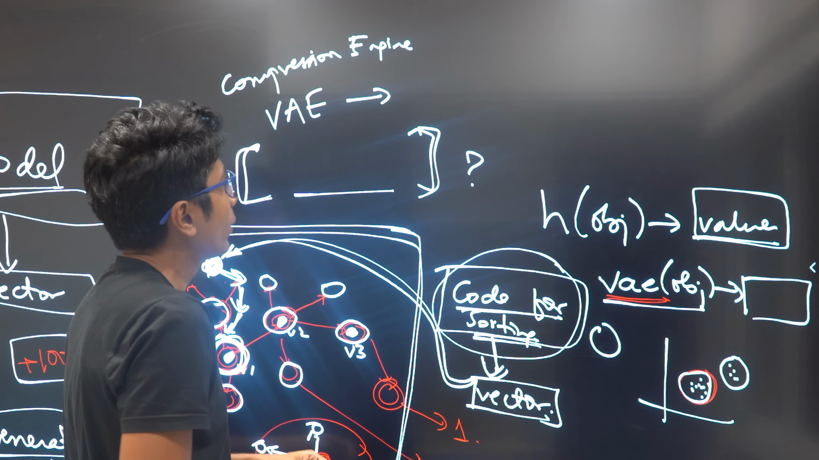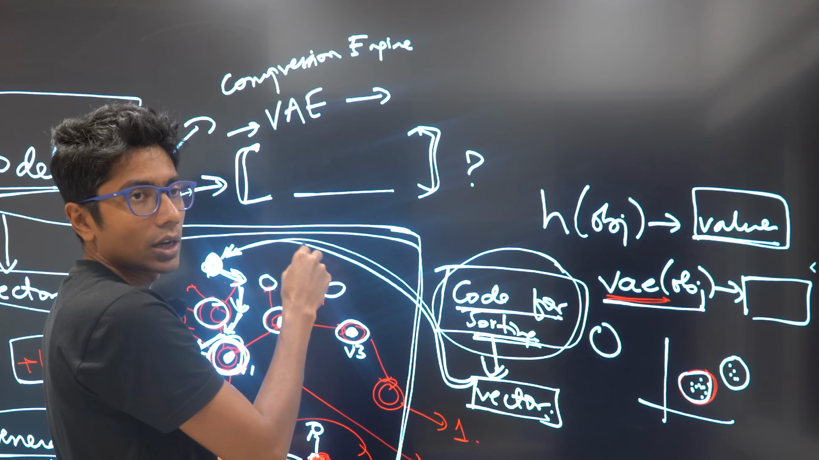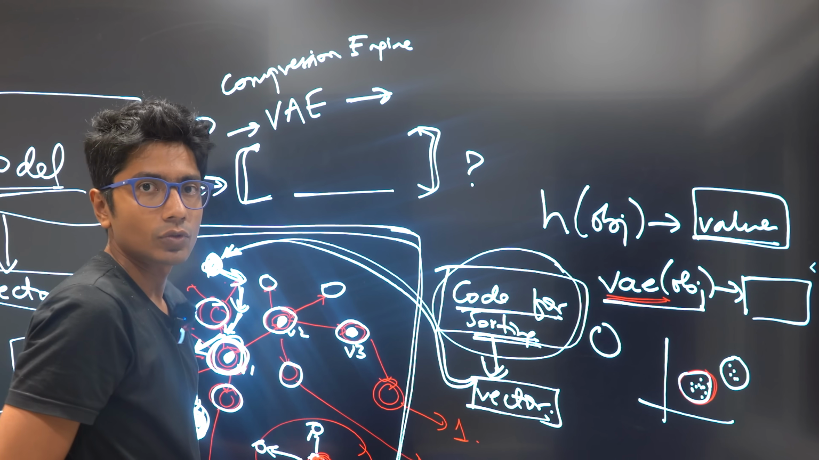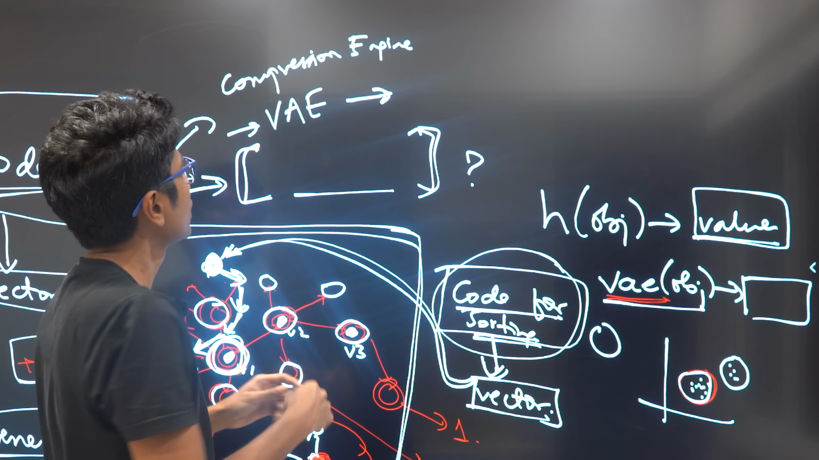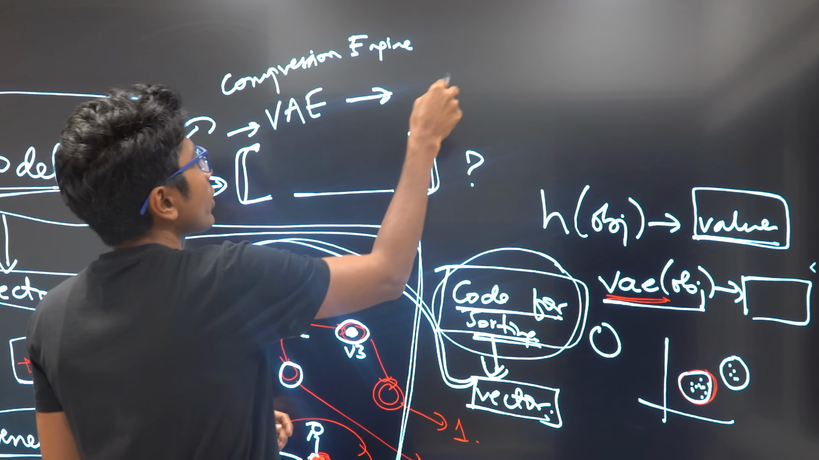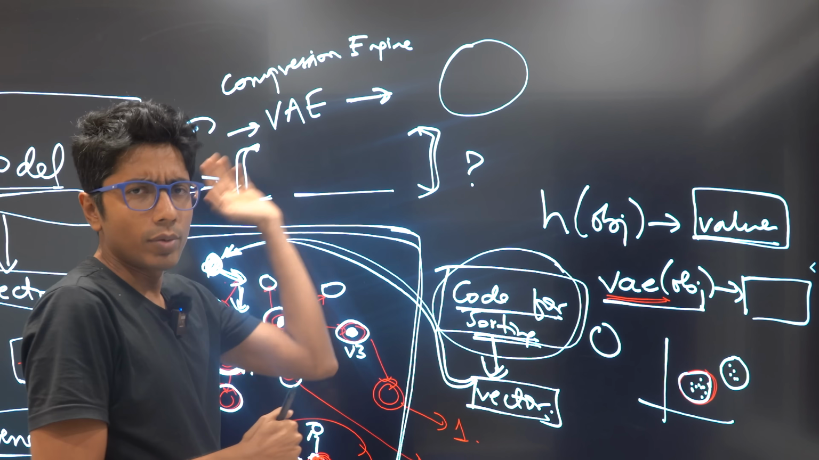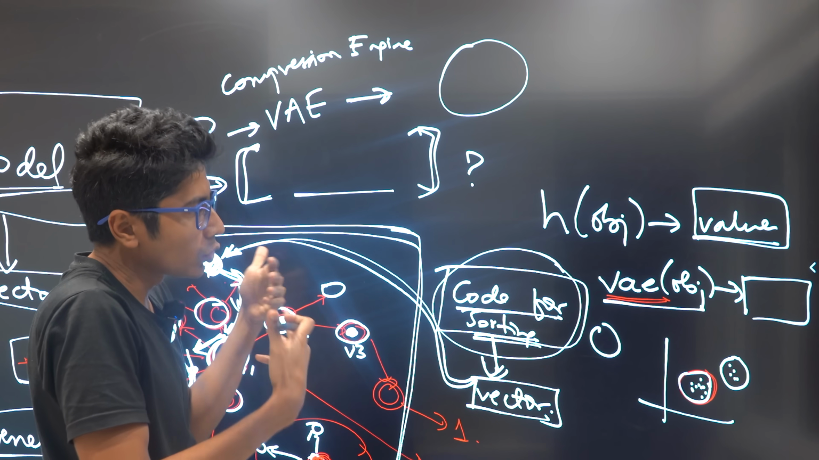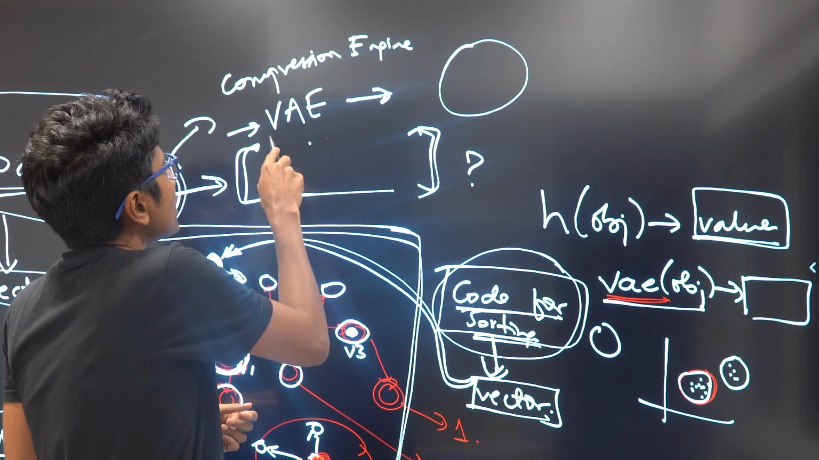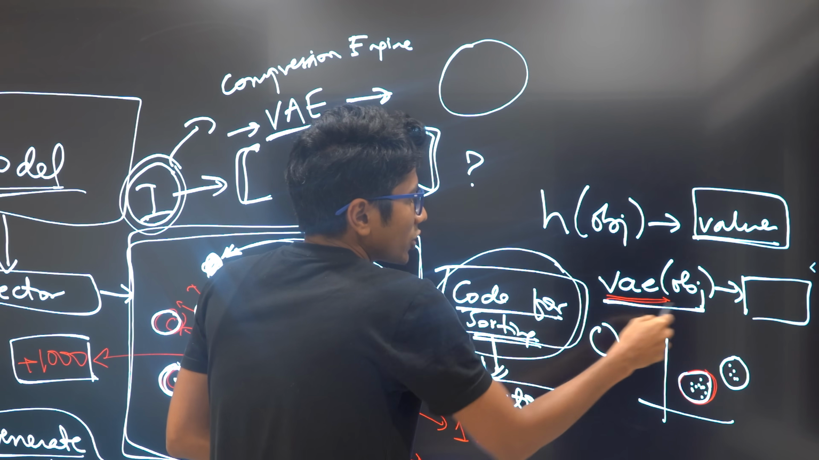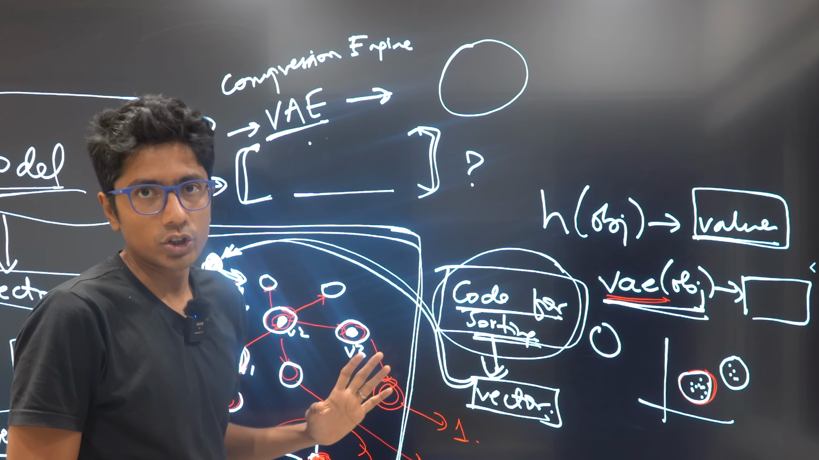How is it trained? Well, you pass in the image of a cat and then you try to regenerate it. Okay, so that's the best test for a compression engine. You pass in the original image and then you try to reconstruct that original image. If you're able to do it in a good way, then you can say that this compression engine is good. The intermediate representation does not lose any information.